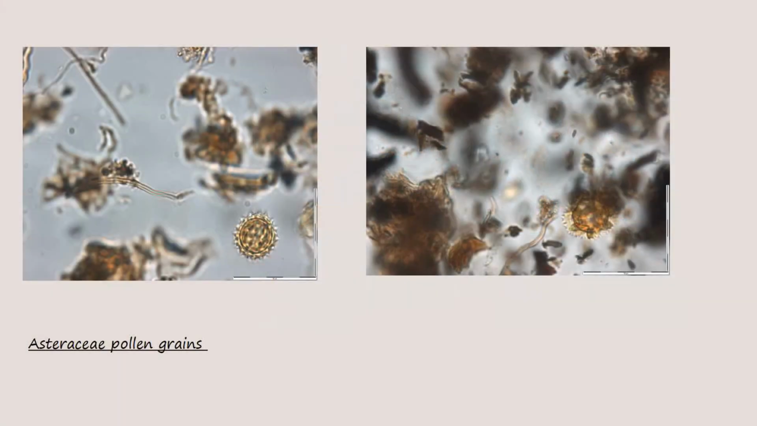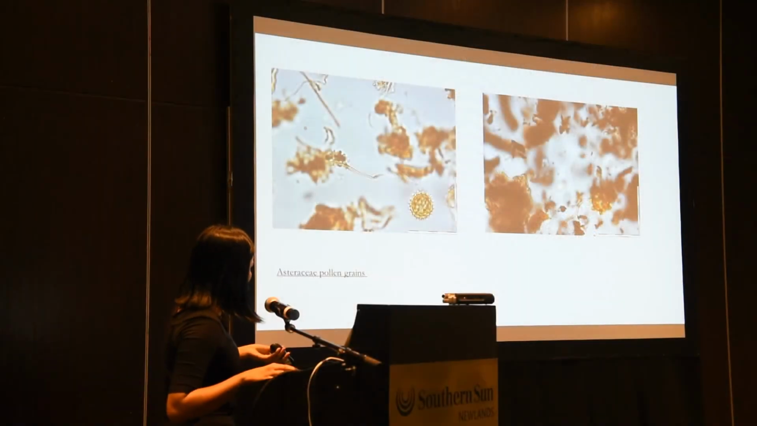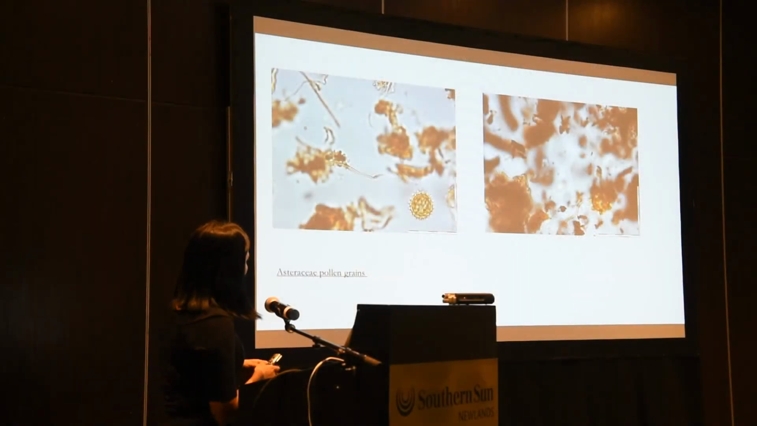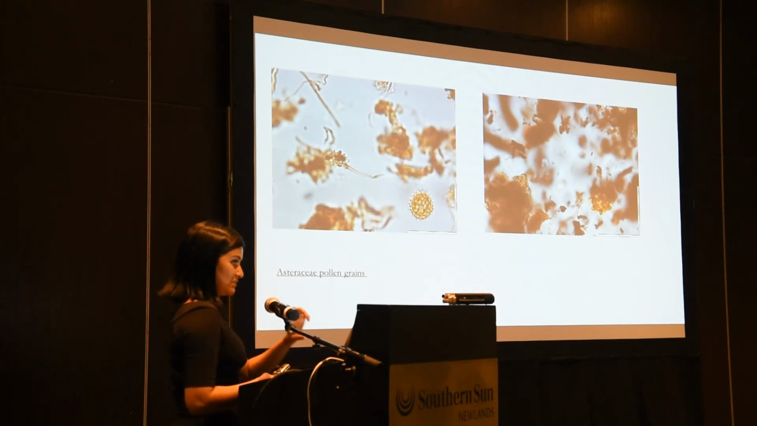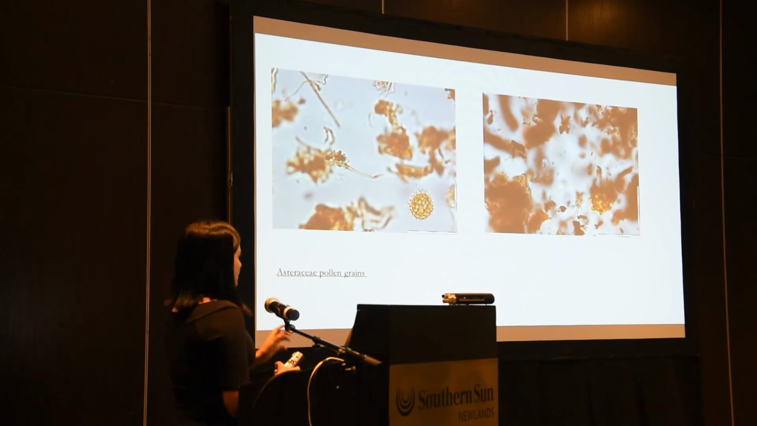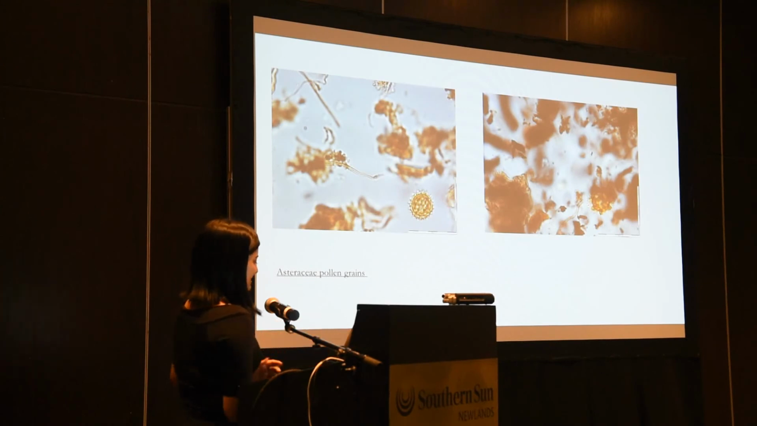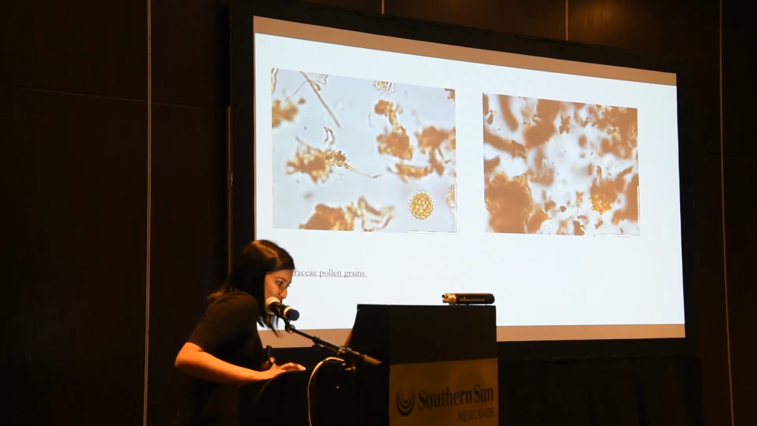And then to end off, here are some of the pictures of pollen that I've taken using the light microscope. This is an Asteraceae. Both of them are Asteraceae, and they're both different species. So there is a variety of species within the samples that we've seen so far. So with further research we can differentiate the different species and get a more detailed project.